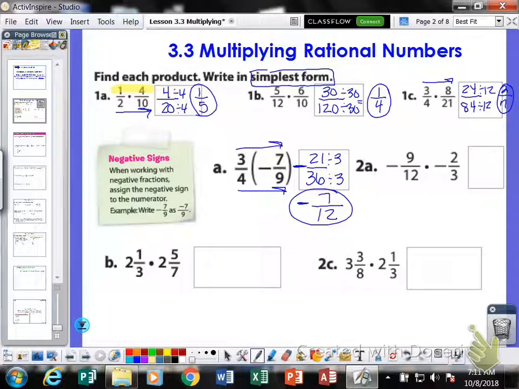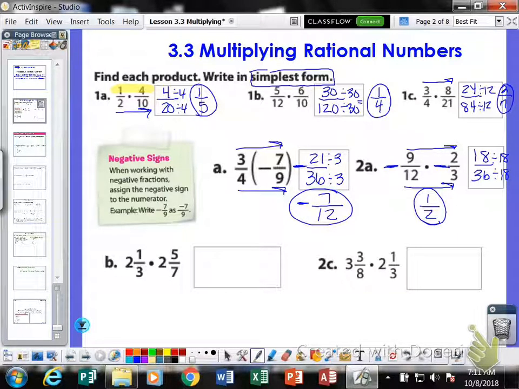Now, for the next one, we know that a negative times a negative is a positive. So I know that this negative times this negative will give me a positive answer. 9 times 2 is 18, over 12 times 3 is 36. I'm going to divide both of these by 18 because 18 goes into both. And I get 1/2 as my final answer.